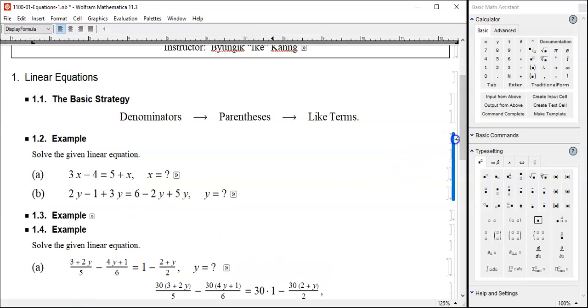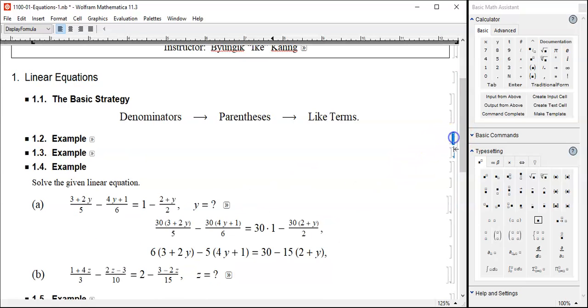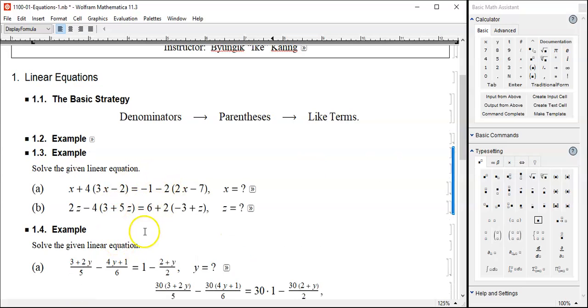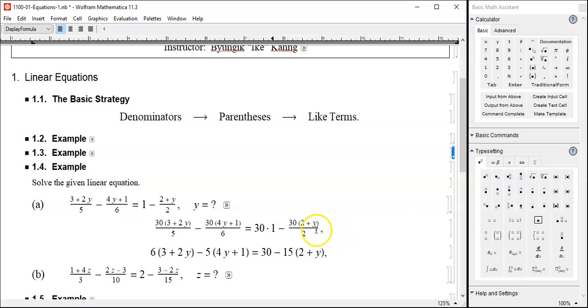We ended up with a problem very similar to the type of problems where you have to break up parentheses. You see? We started with denominators, and by multiplying by the LCM of the denominators, we ended up with an equation with no denominator. It's a step up. And then we have to move to the next step. We have to remove the parentheses.